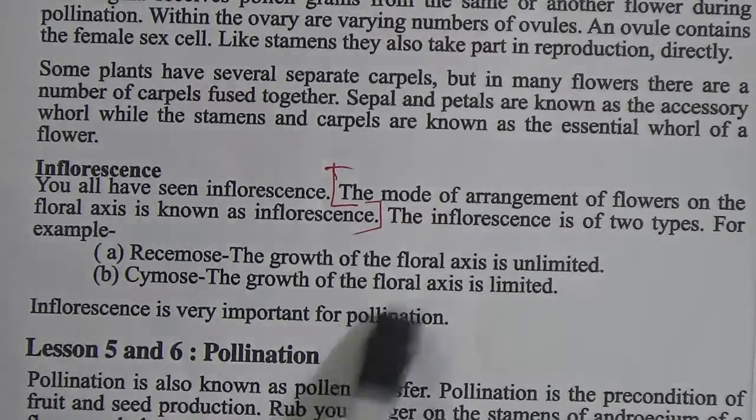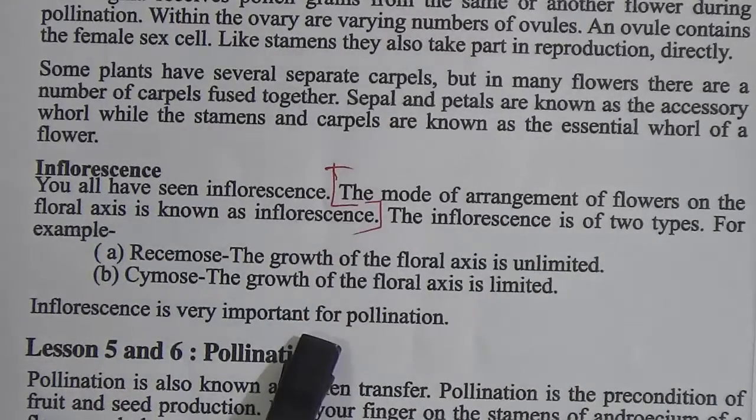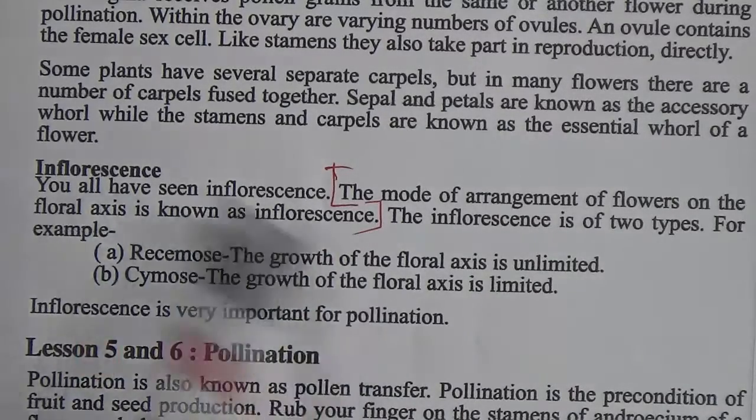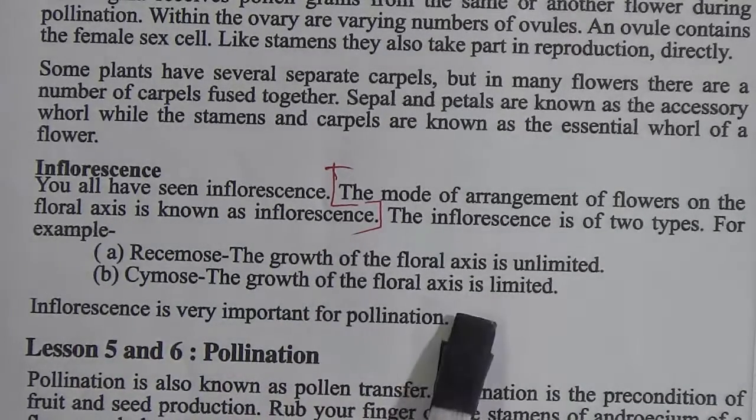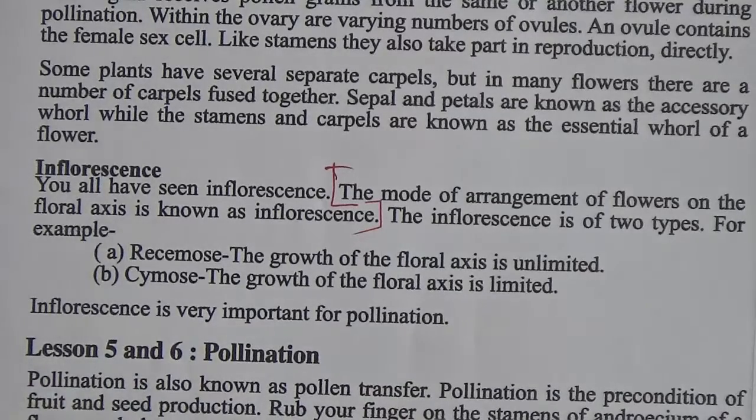Students, in your class 8 science book we will just discuss the introductory part, and we will learn it elaborately in class 9's biology book. Now come to the next lesson, lessons 5 and 6, that is pollination.